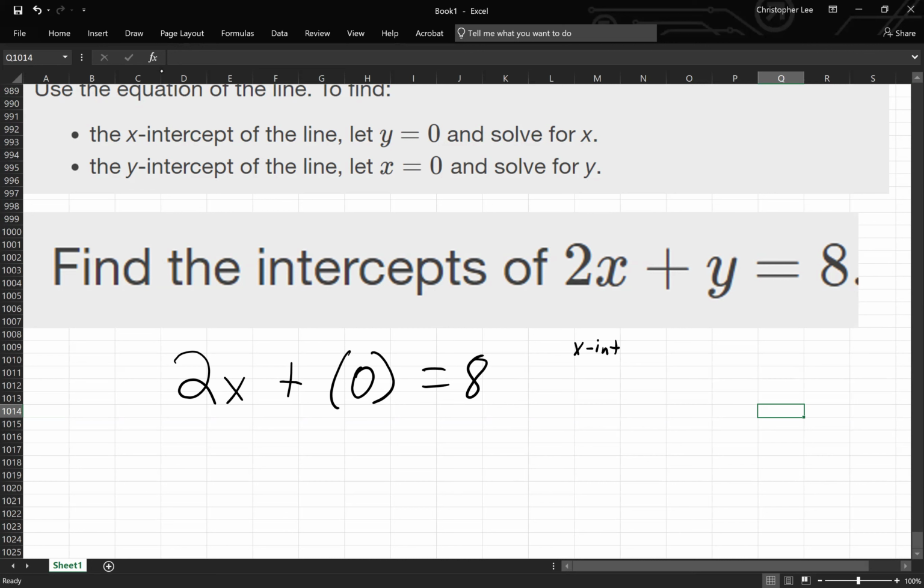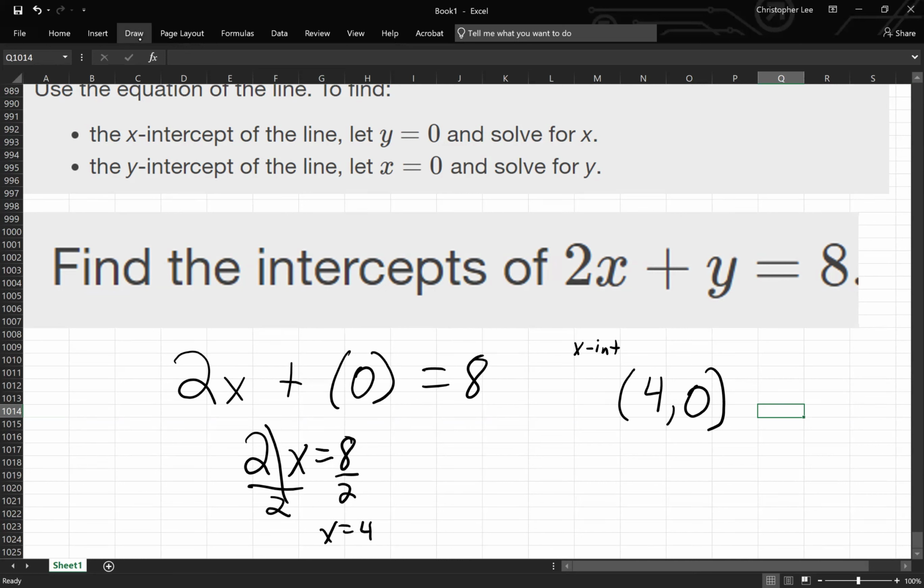Do the math on this. This becomes 2x equals 8. Divide by 2, divide by 2. This becomes x equals 4. So my x-intercept is what? It's going to be 4, comma, 0. Questions on this? All right, let's get to the next part.